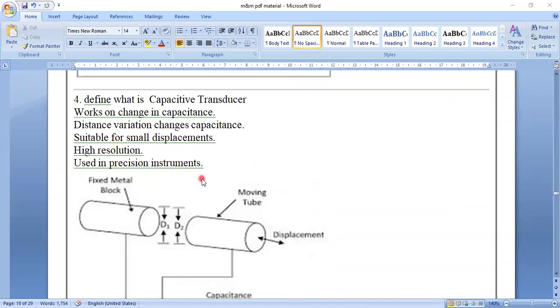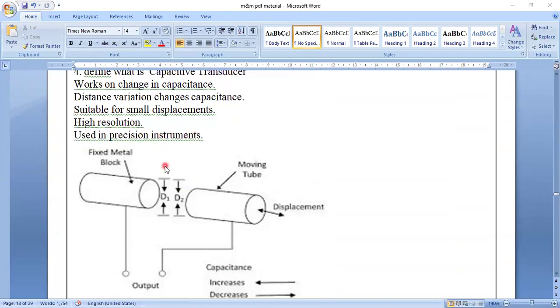Those vibrations are recorded. Now what is a capacitive transducer? Here also, the capacitive transducer works on change in capacitance. The capacitance is recorded here in the form of voltage or EMF. The distance variation changes the capacitance. It is suitable for very, very small displacements that we want to measure. High resolution, used in precision instruments.